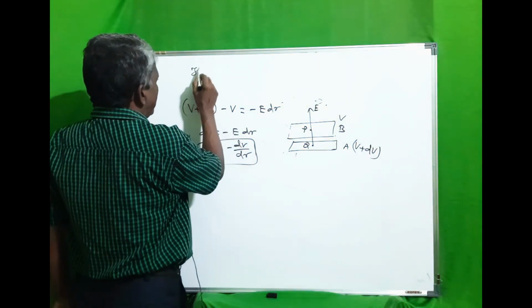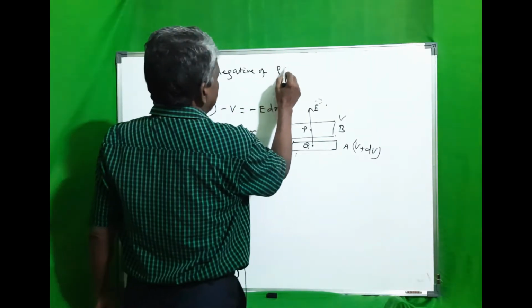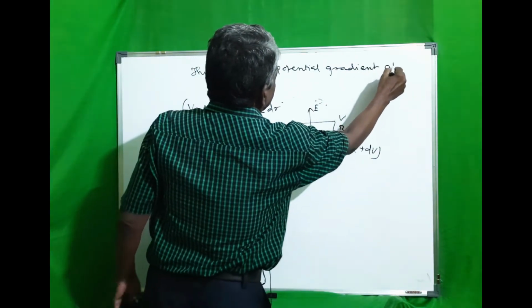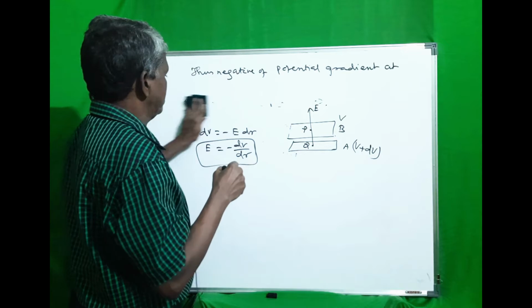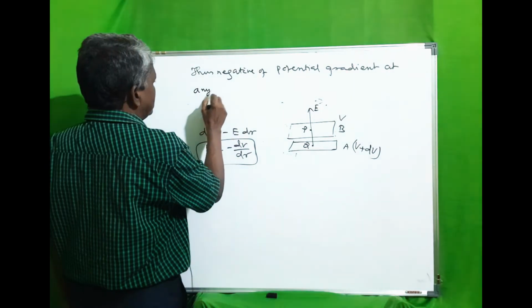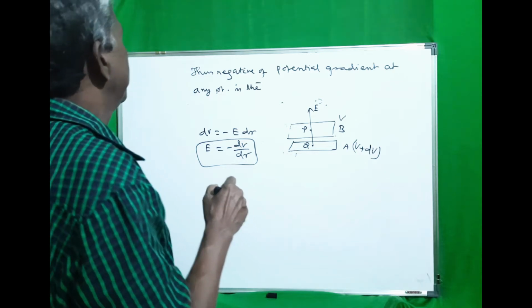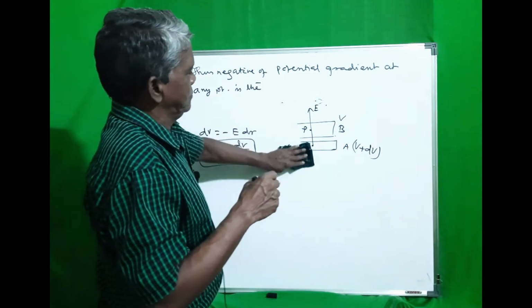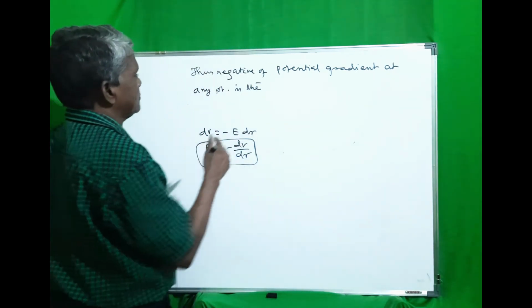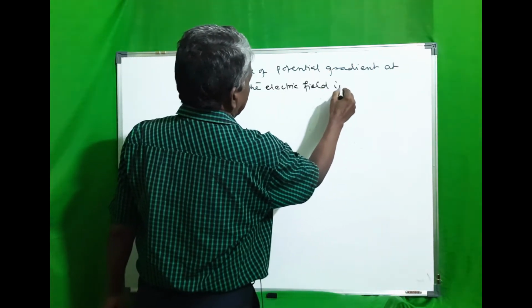Thus, negative of potential gradient at any point is the electric field intensity at that point.